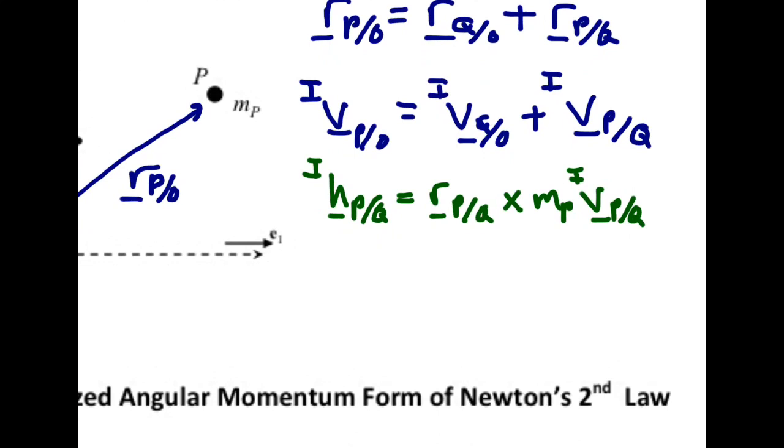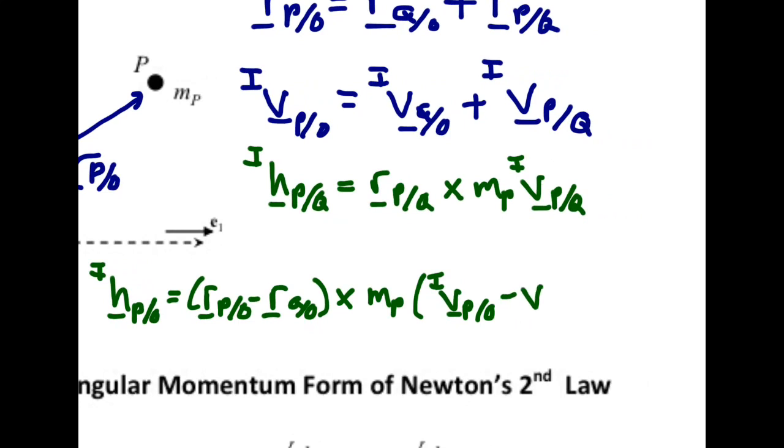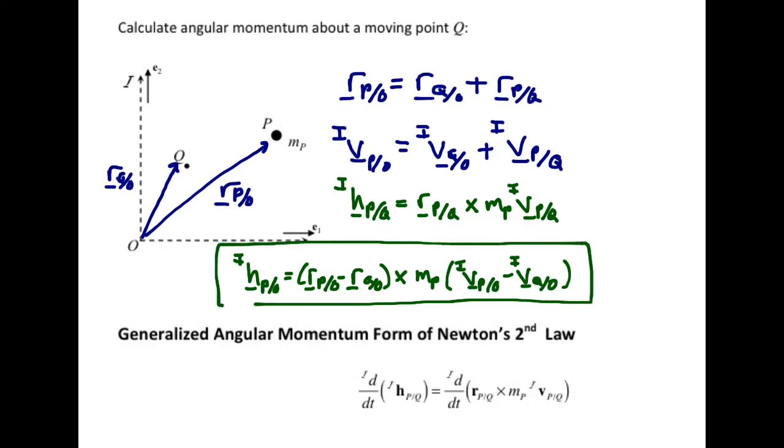And so to write that out completely, and write this out with respect to an inertial point, we're going to get r of P with respect to O minus r of Q with respect to O, crossed with the mass multiplied times the velocity of P with respect to O minus the velocity of Q with respect to O. And so this gives us a generalized expression, a generalized form of angular momentum that you can use when calculating the angular momentum about any point.